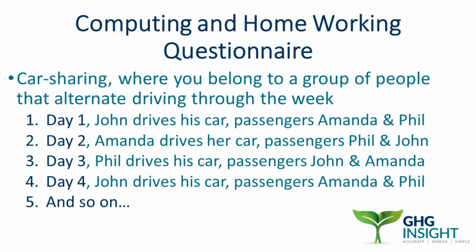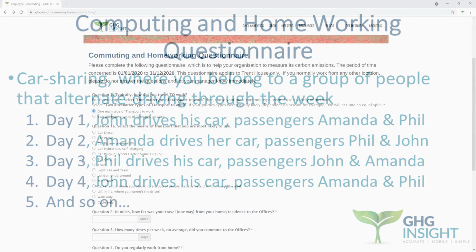The first is car sharing. This is where a group of people take turns to drive each other to work in their own cars. For example, John, Amanda and Phil agree to form a car share. They agree to drive each other to work in rotation. John first, then Amanda and then Phil, and then back to John again, and so forth. So throughout the year, they each have taken turns using their own vehicle to drive each other to work.